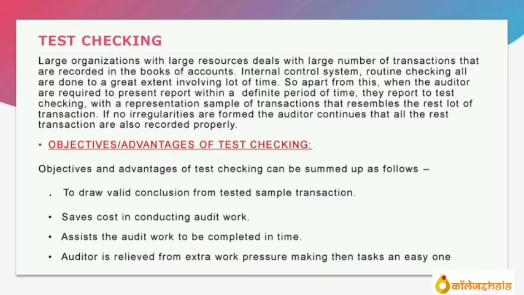Suppose out of 1000, I am taking 200, which represents my rest 800. So if I see the 200, I can assume that the rest 800 is all done, all accurate. So if no irregularities are found, the auditor concludes that all the rest of the transactions are also recorded properly.